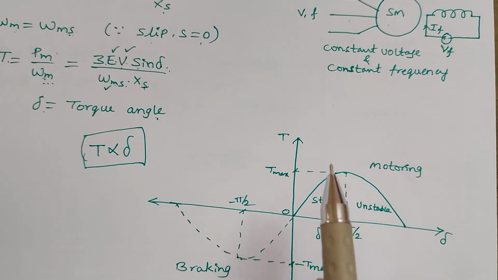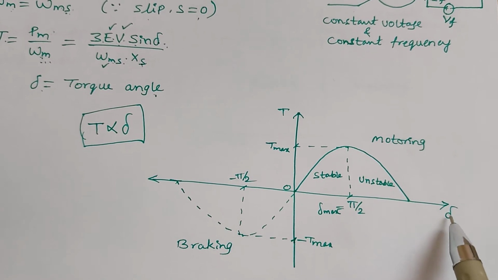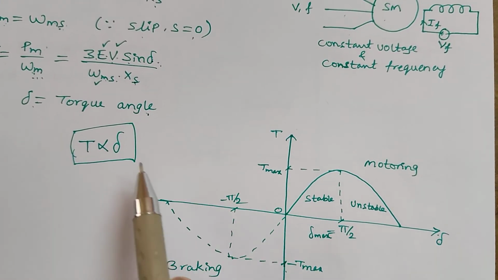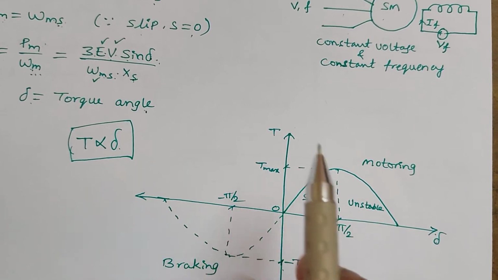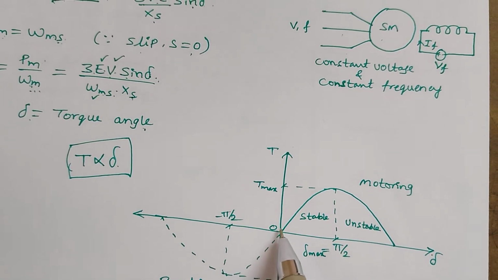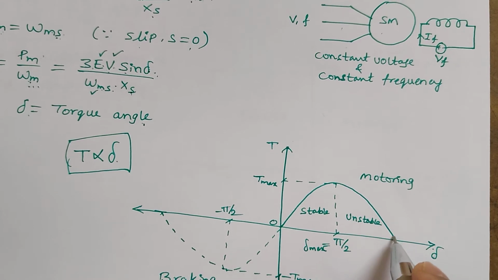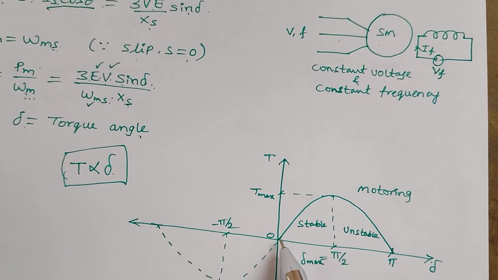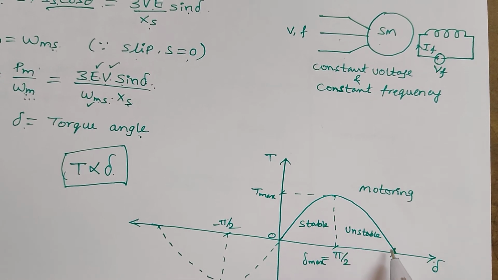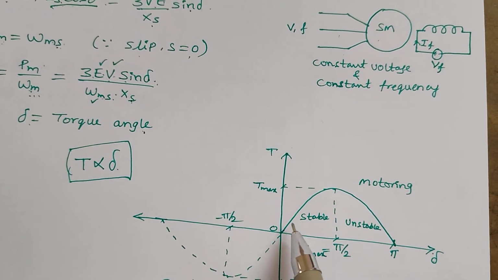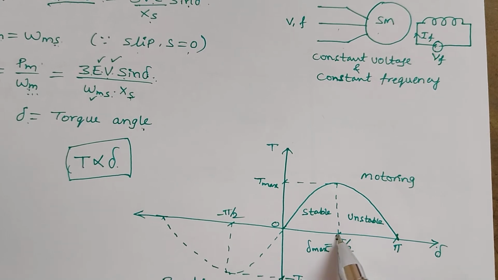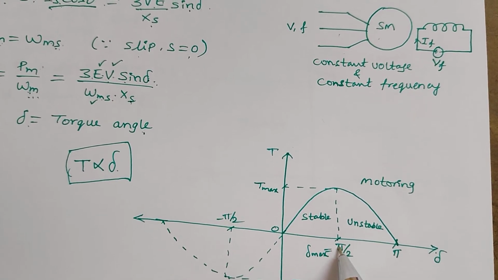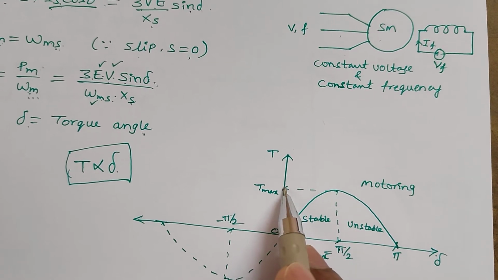If you draw the characteristics between torque and torque angle, torque versus torque angle, because torque is varying with respect to delta only, then as delta varies from 0 to 180 degrees, your torque increases following the sine shape, and your maximum torque is at pi by 2. Your maximum torque angle is at pi by 2, and the corresponding torque is T maximum.